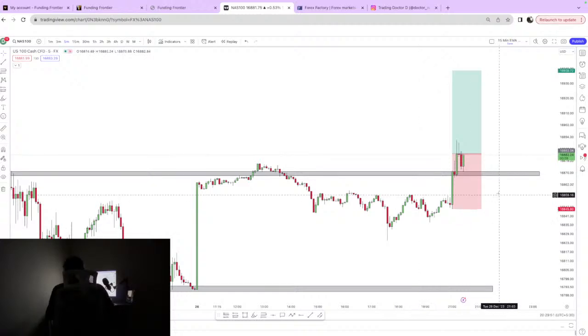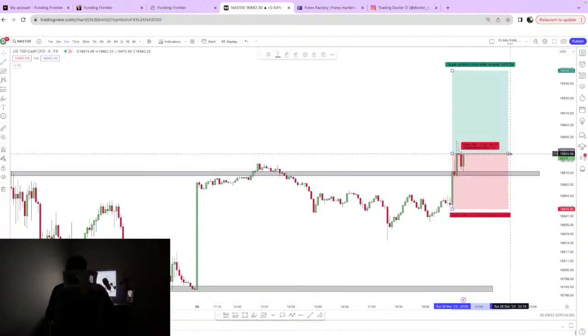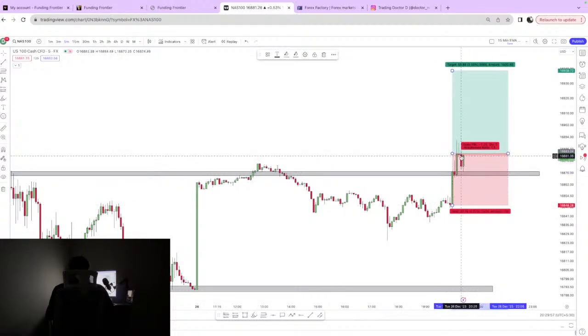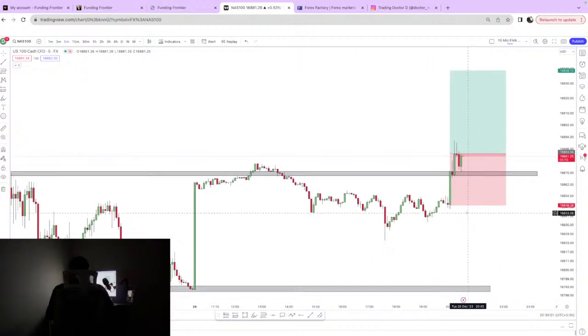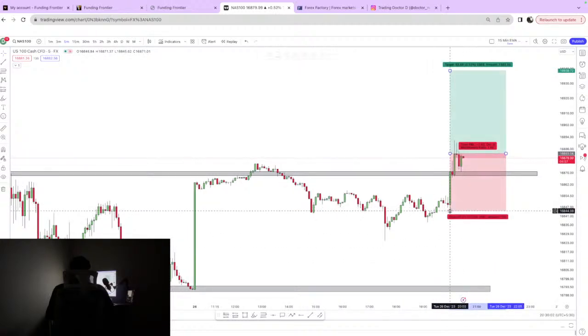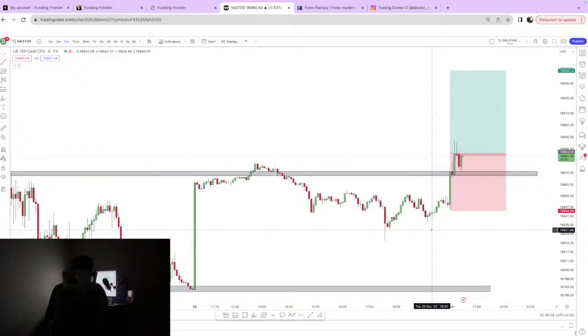So what I'll do now is I'll take a little more position size if this green candle closes above this red. No, it is not closed. Not changing anything.